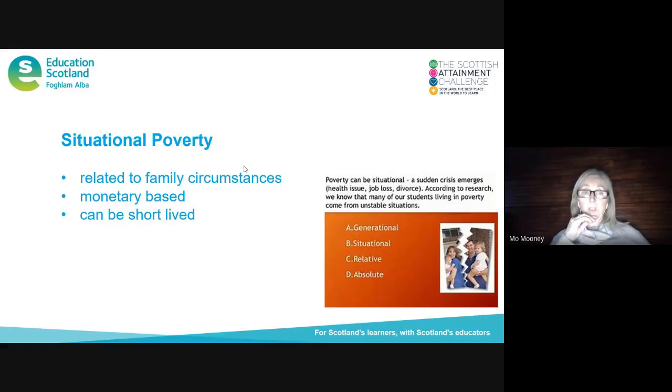So situational poverty can obviously be monetary based, and you can see that from the circumstances, because many of these things affect the ability to work and bring in money, but the bills still have to be paid. The positive side about situational poverty is that it can be short-lived as opposed to generational poverty, and it often does not become generational poverty. So there is an upside to it. Next slide, please.